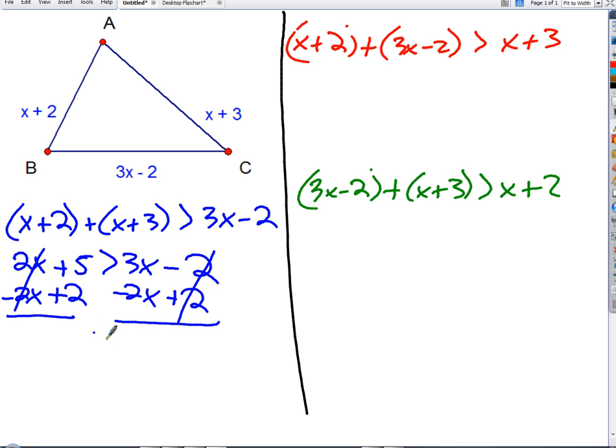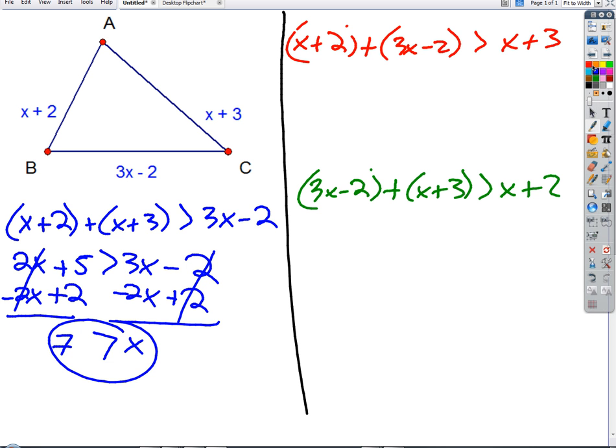And then I just end up with 3x minus 2x is x, 5 plus 2 is 7. So I get x is less than 7. That's the blue solution, right? What about the red solution?